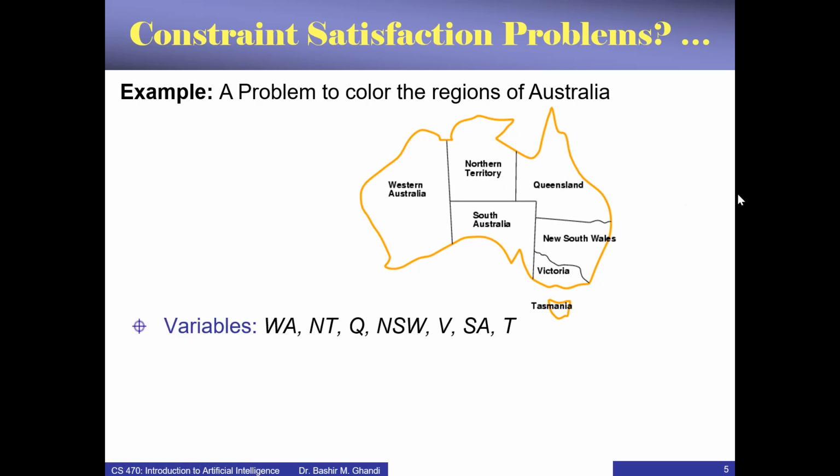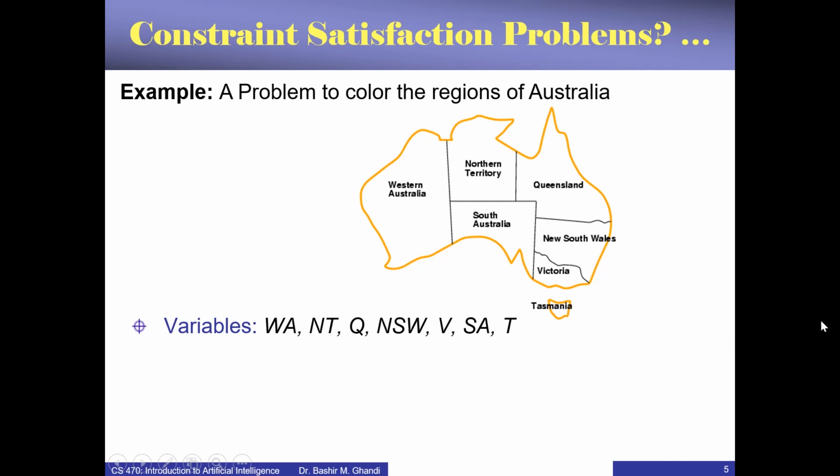So formally, you can define this as a constraint satisfaction problem where the variables are the 7 different regions. Here we have shortened them like this: WA for Western Australia, NT for Northern Territory, and so on.